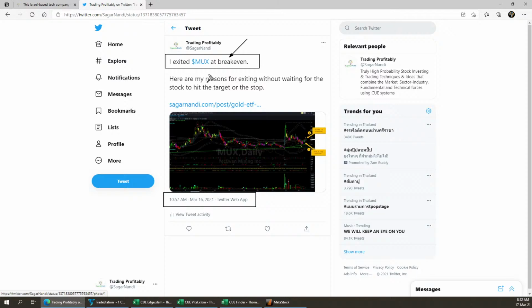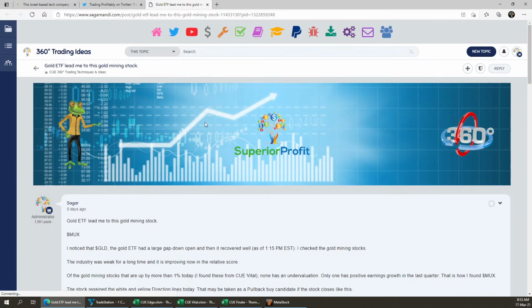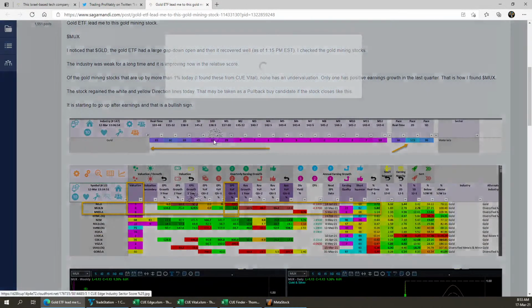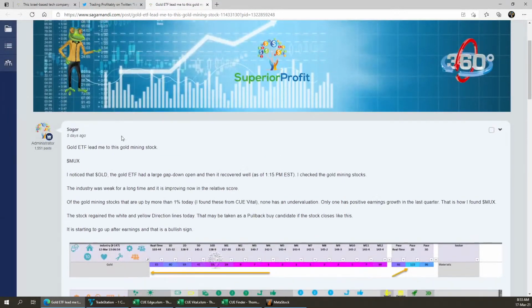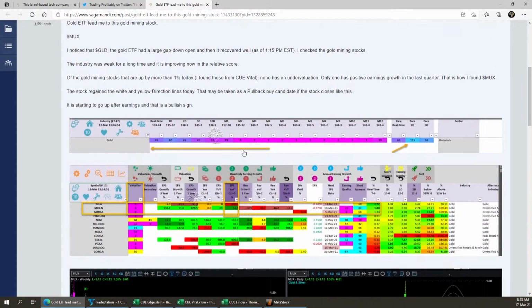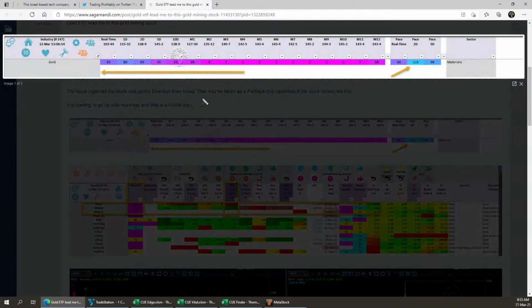This was a gold mining stock. Let's look at the first post and follow up from there how I managed my position. First, let's see when I started it. March 12th, 1:23 p.m. The gold miners were not really very strong.